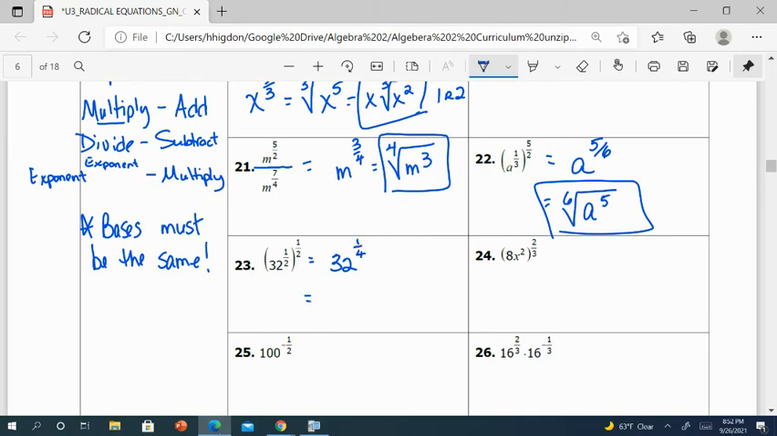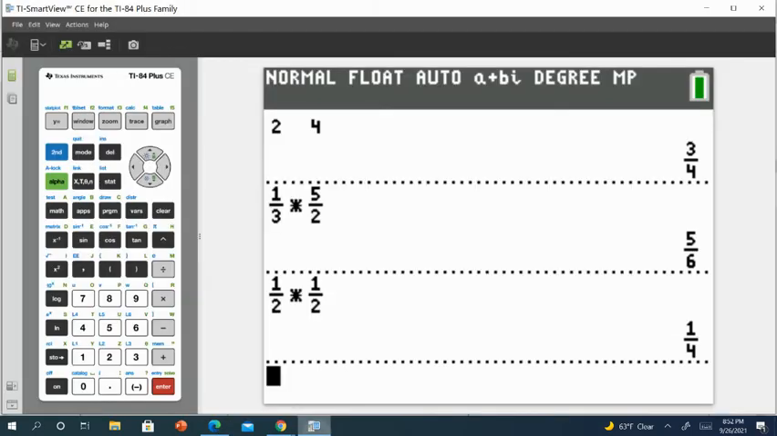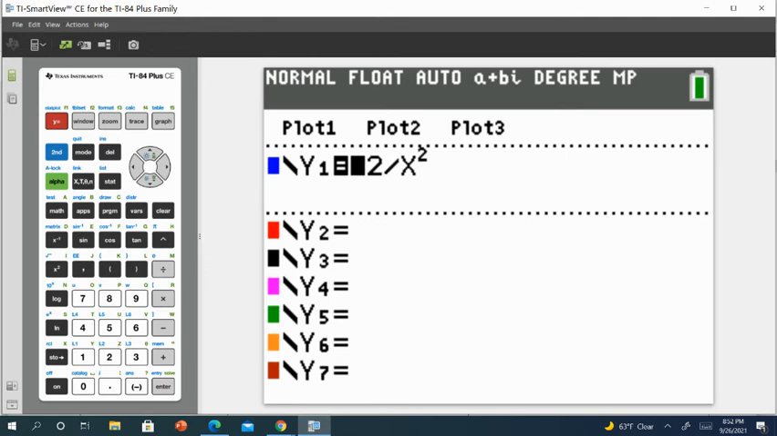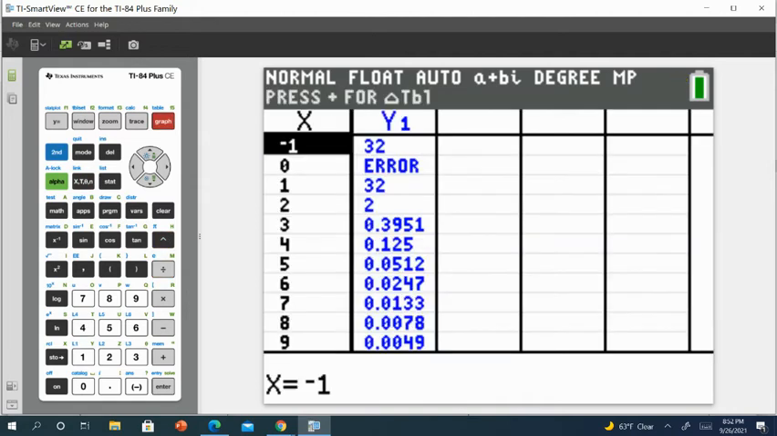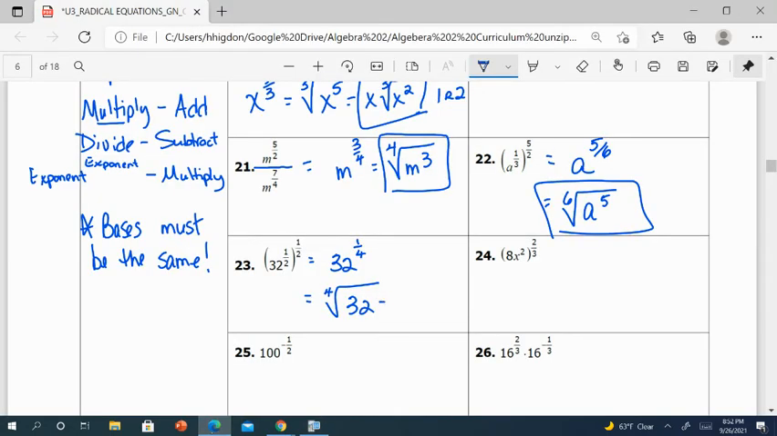And we're going to change that back to a radical. The 4th root of 32. We need to see if we can simplify that. 32 divided by x to the 4th power, second graph. And it does reduce to 2 times the 4th root of 2.